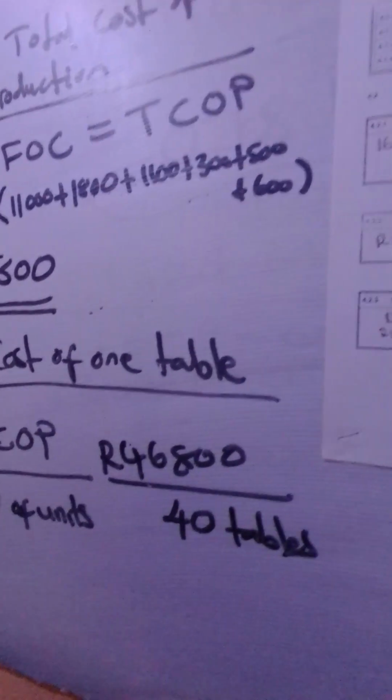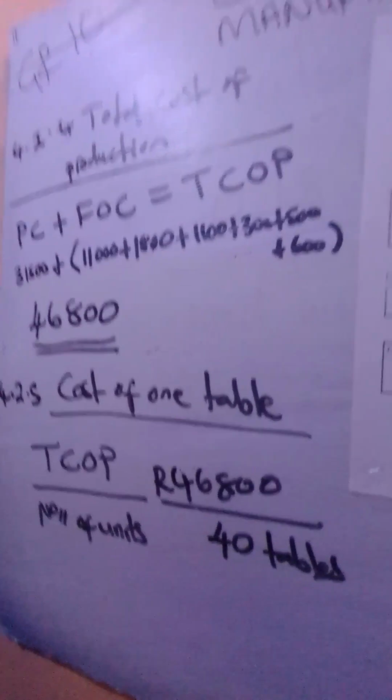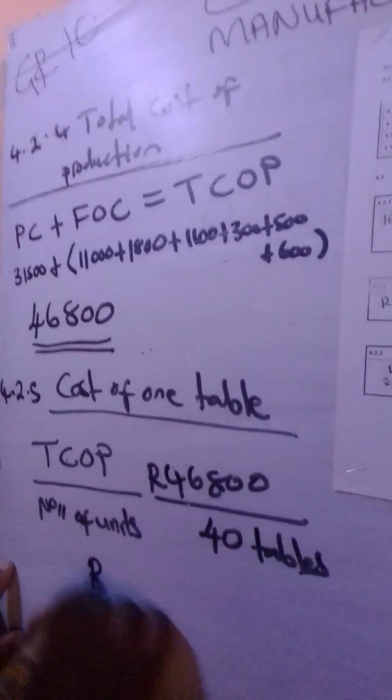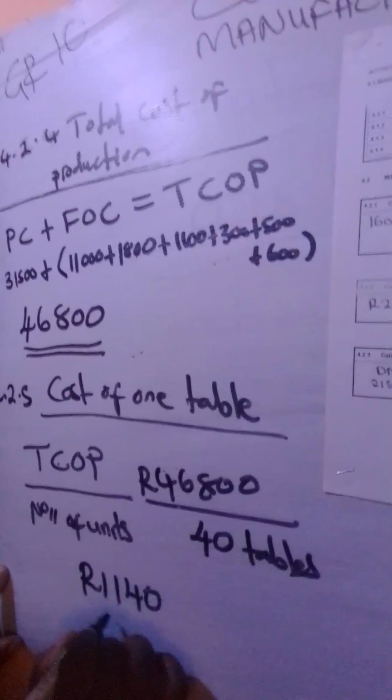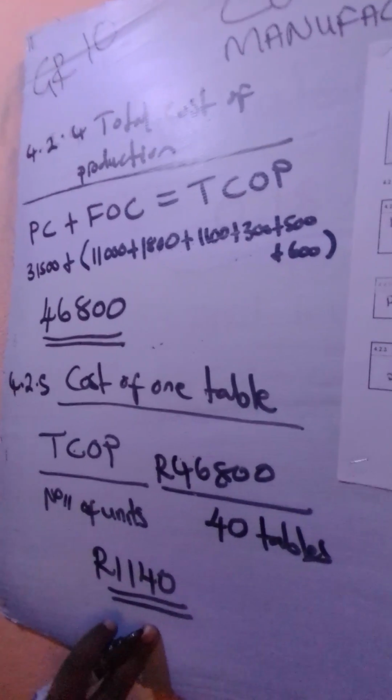So we need to find out how much was the price for one table. After our calculation, we are going to remain with 1,140 rand. So each table was valued at 1,140 rand.